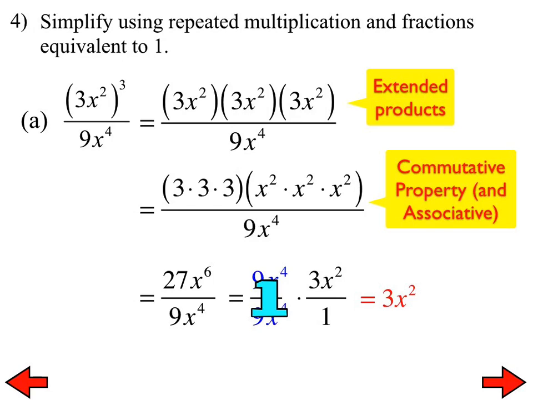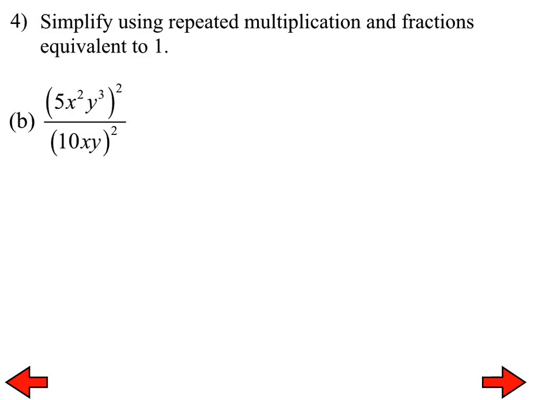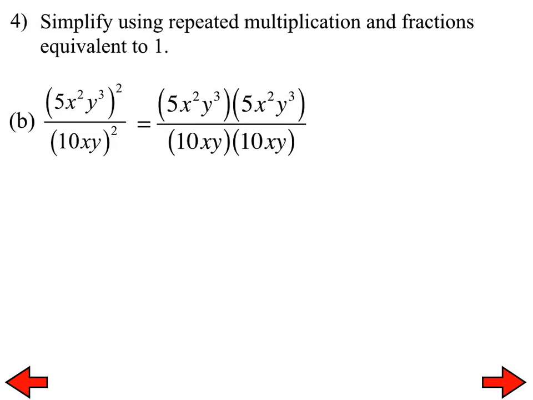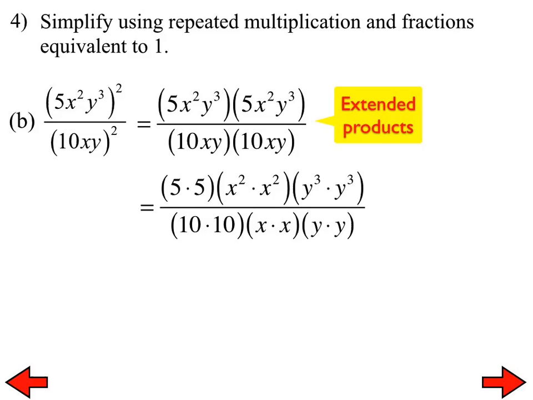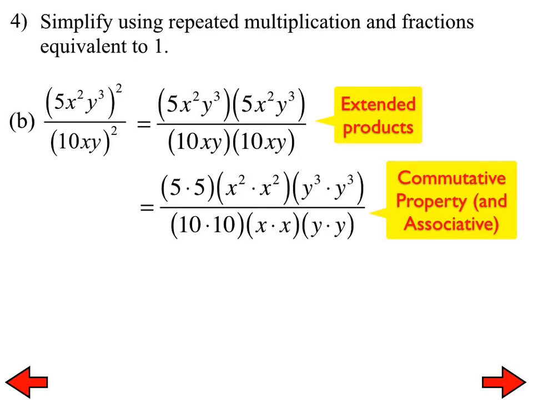All right, go ahead and try part B all the way through. Okay, first of all, I would use extended products to write it out like this. And remember, in the homework, there will be a few problems where it's going to ask you what you are doing. That's extended products. From there, I would regroup everything, put the coefficients together, put the x's together, put the y's together, and so on. That is a combination of the commutative and associative properties. And from there, you can simplify.